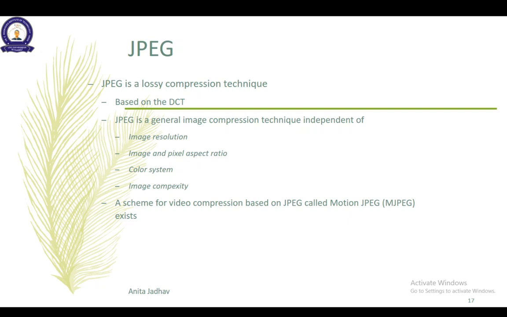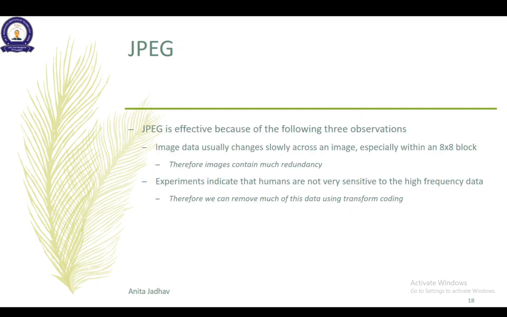We always say that JPEG is for images. We have never talked about video. In the case of video, what works with JPEG, or takes help of JPEG, is called MJPEG or motion JPEG. Now JPEG is effective because of the following observations. I can see I have put only two here.